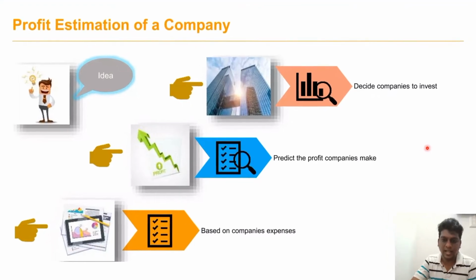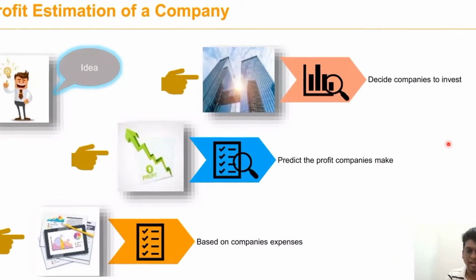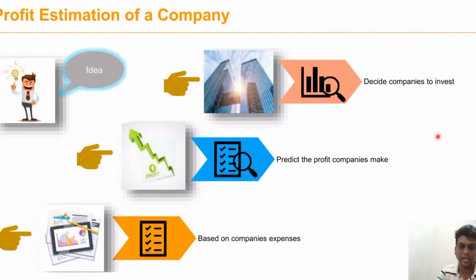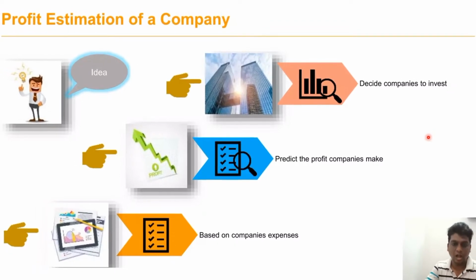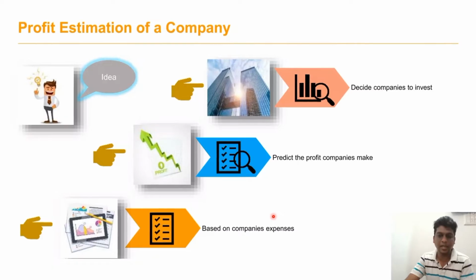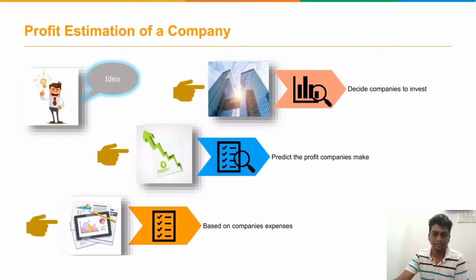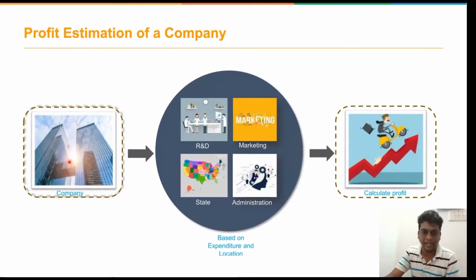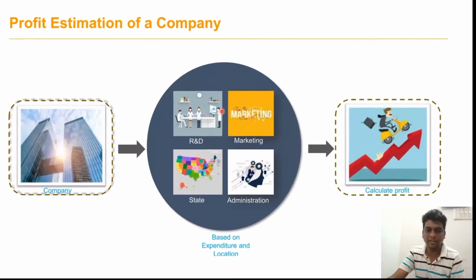First, we have to decide the companies to invest in. We have to identify the companies which are making more profits, and also we have to decide based on the expenses made by the company. If you want to calculate the profit of a company, the following four categories are very important.